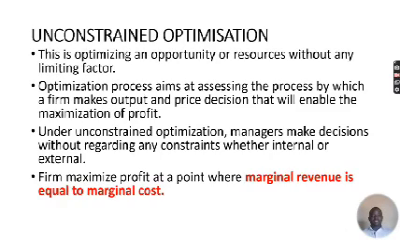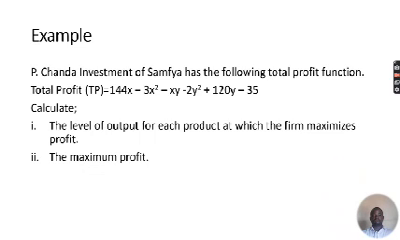Now, we should understand that a firm maximizes profit at a point where marginal revenue is equal to marginal cost. For a firm to maximize profit, it must ensure that the marginal revenue is equal to the marginal cost. I have highlighted this point in red because we'll be referring to it most often as we go on in this course. A firm maximizes profit at a point where marginal revenue is equal to marginal cost.